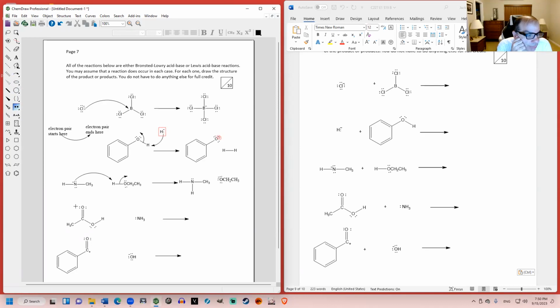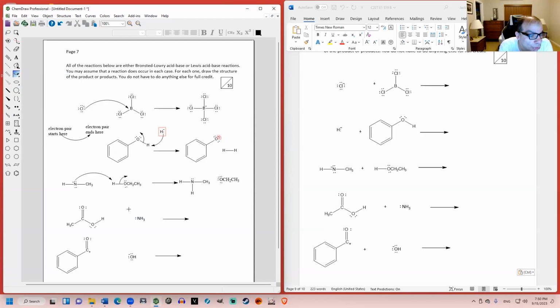Next, we have this species and this species. Now, how do we know which is the acid and which is the base? Well, this compound is a carboxylic acid, so probably that's going to be an acid. This compound is ammonia, and we learned in Gen Chem that ammonia is a weak base. So the ammonia is going to act as a base, and the carboxylic acid is going to act as an acid.